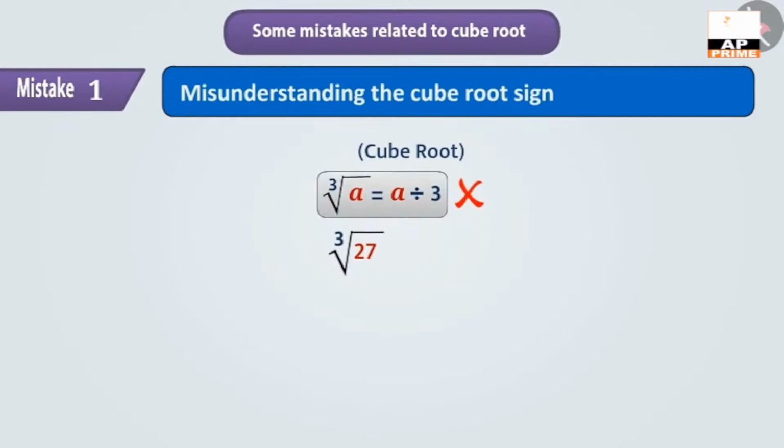Example, if they were asked to find the cube root of 27, then they would write it down like this. But then divide 27 by 3 to get the cube root. This gives them a wrong answer.